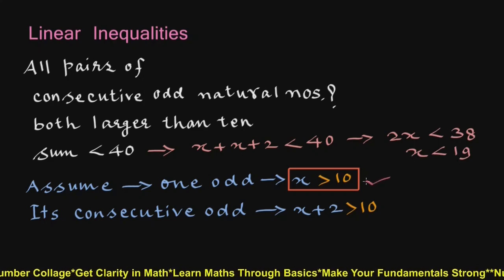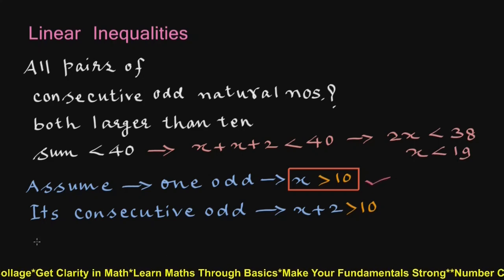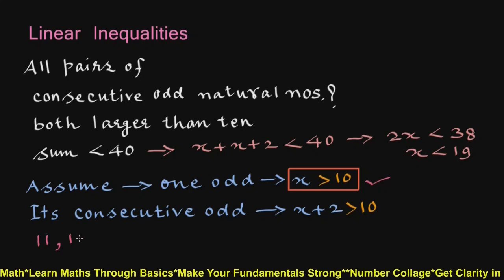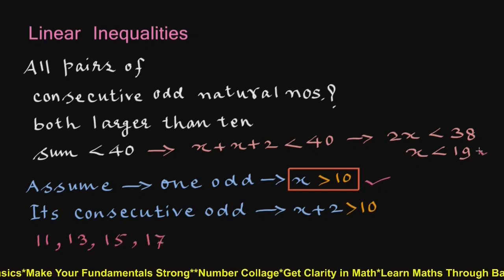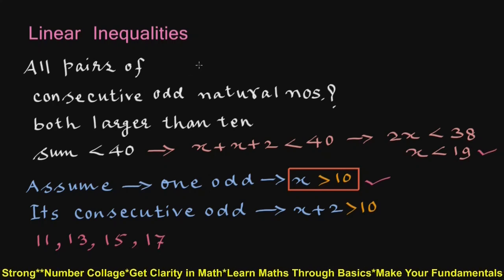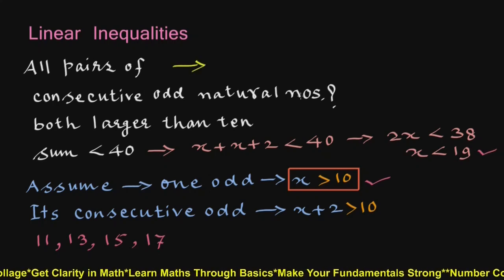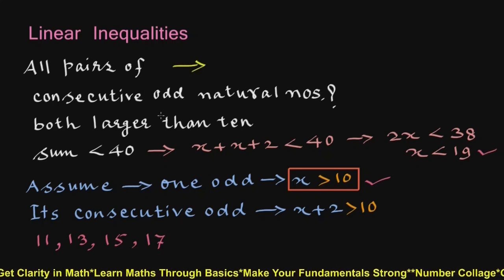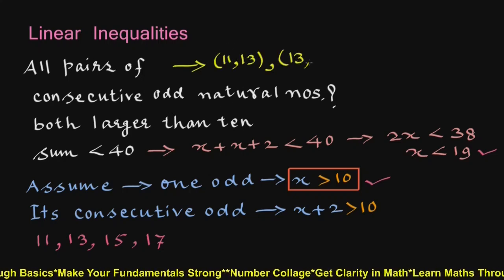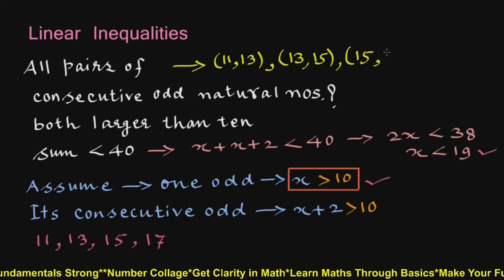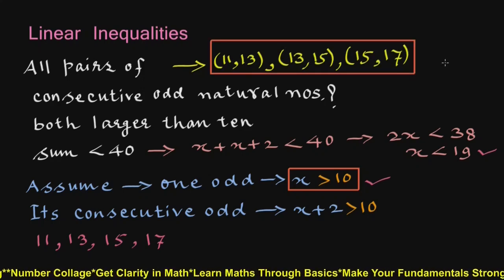Since x is greater than 10, we will start from 11, then 13, 15 and 17, because x is less than 19, and the required pairs of odd natural numbers satisfying these conditions will be 11, 13; 13, 15; 15, 17. These are three pairs.